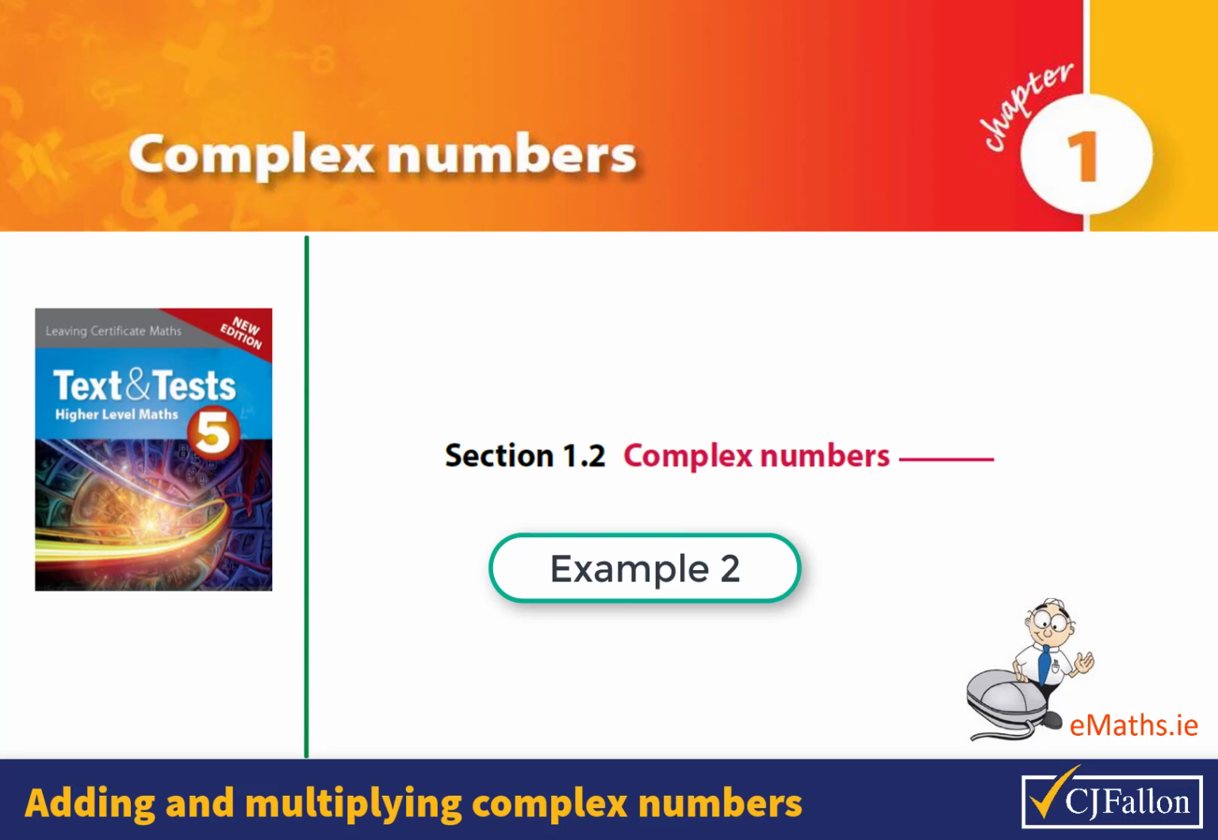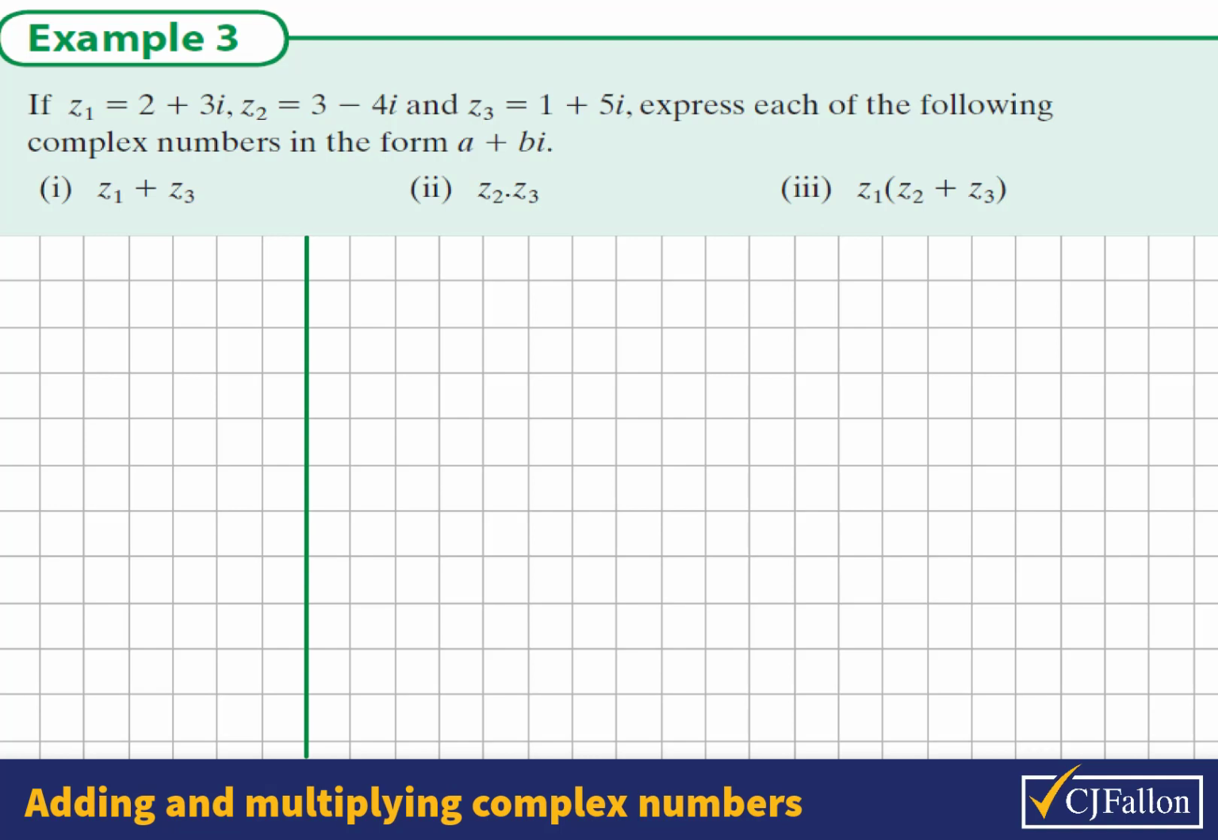This example looks at adding and multiplying complex numbers that have both real and imaginary parts. So here we have three complex numbers, Z1, Z2 and Z3. In part 1 we're being asked to add Z1 to Z3.